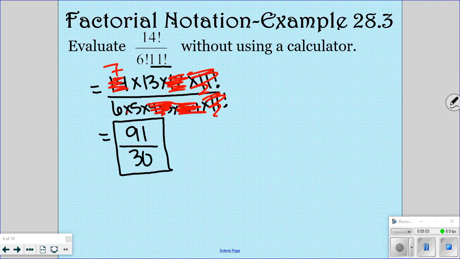So that's how you can use factorial notation. We're going to get into why you need to know factorial notation in another lesson. But that's how you use factorial notation.